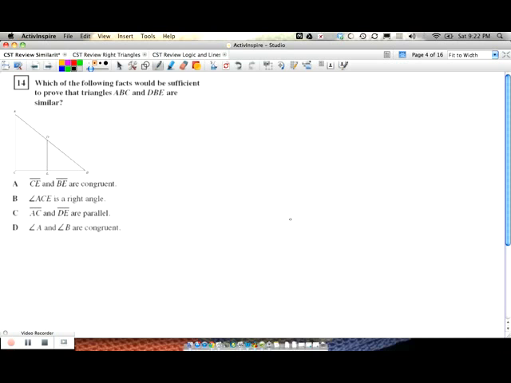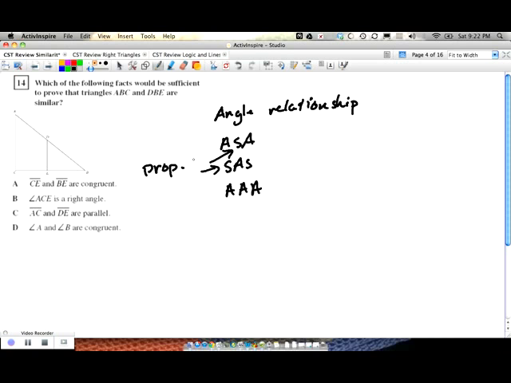Which of the following facts would be sufficient to prove the triangles ABC and DBE are similar? So if we're trying to prove that things are similar, we need some type of angle relationship. So your options are usually angle, side, angle, angle, side, or angle, angle, angle. And with the side, angle, and angle, side, angle, you also have to prove that that other side is proportional.